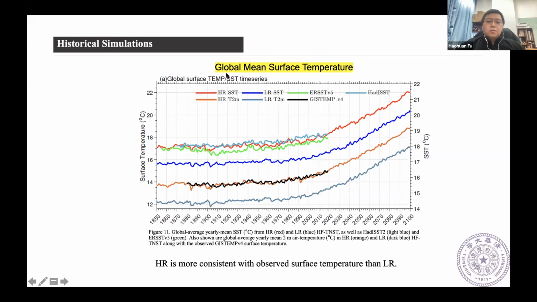This is the global mean surface temperature. Here we show the sea surface temperature and also the temperature at 2 meters. As you can see, the high resolution obviously shows better consistency when you compare it with different reanalysis data sets. It's more consistent with the observations.